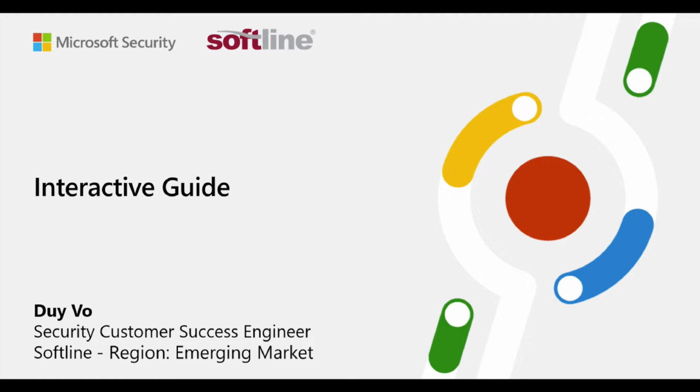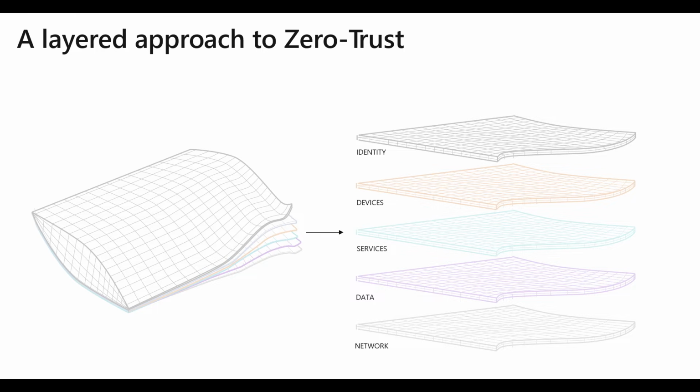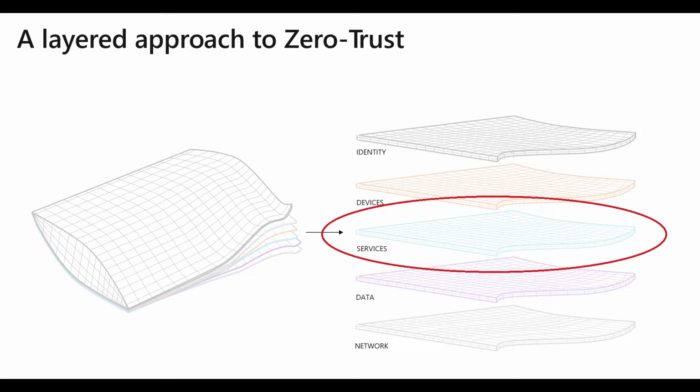We aim to bring the knowledge of the Microsoft security products to you so that you can understand and apply these technical configurations for your real business. After walking through the configurations of how to manage and control users' devices and applications, now let's move on to the next layer of Zero Trust, that is the services layer.